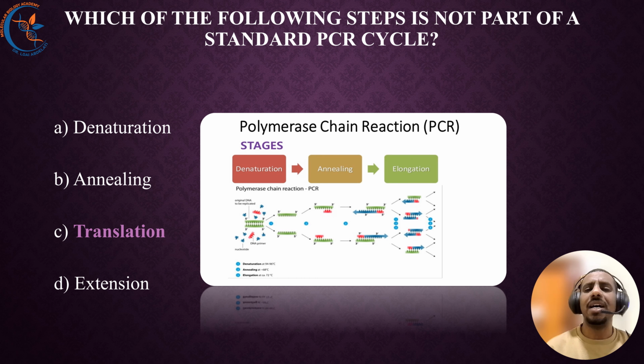As we know, PCR consists of three main steps. Denaturation, which means separating DNA strands, followed by the annealing step, which is binding primers, and extension, which is for DNA synthesis. So translation is the process in protein synthesis, not PCR. All right, let's move on.